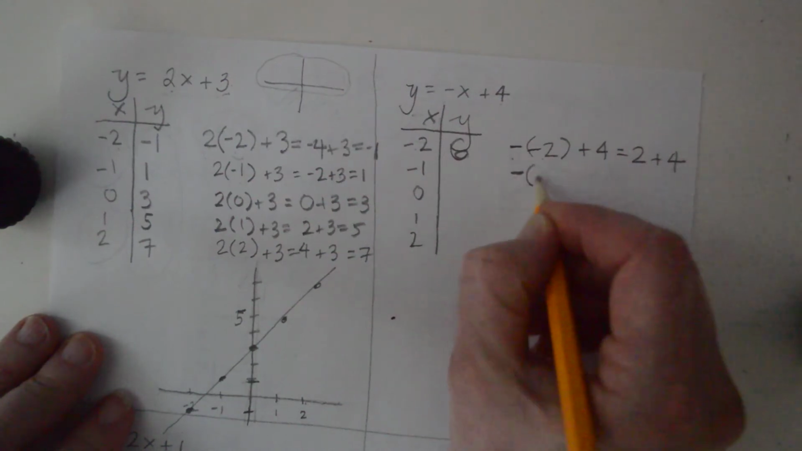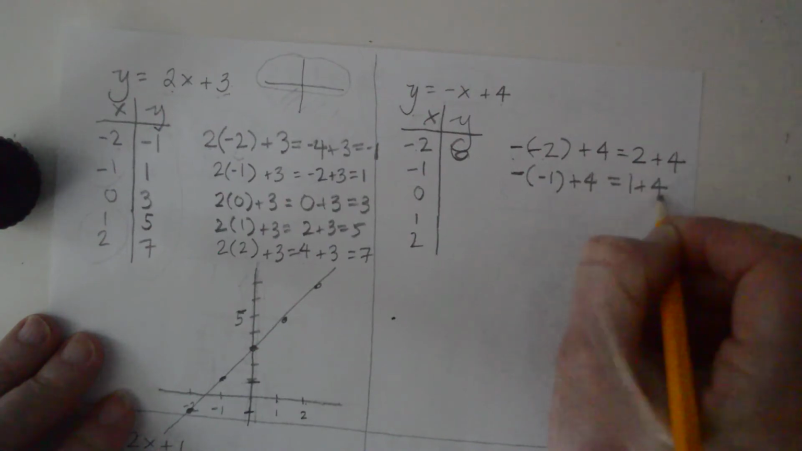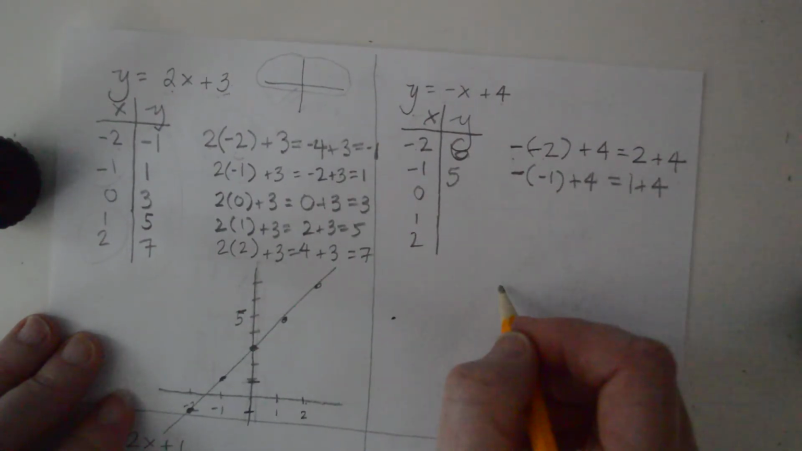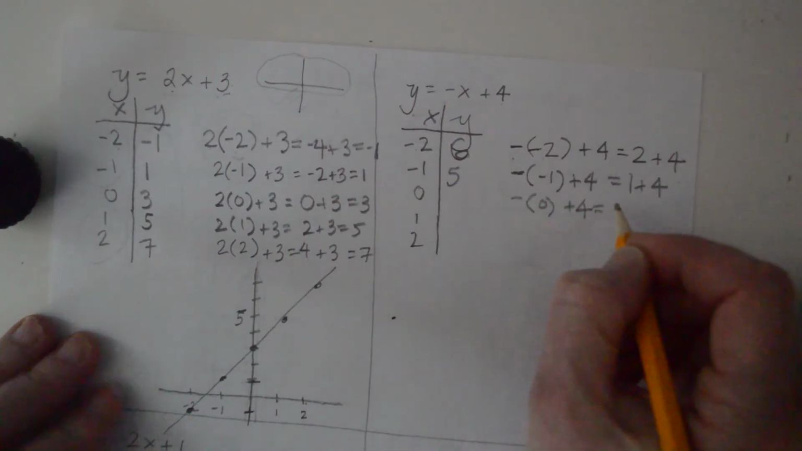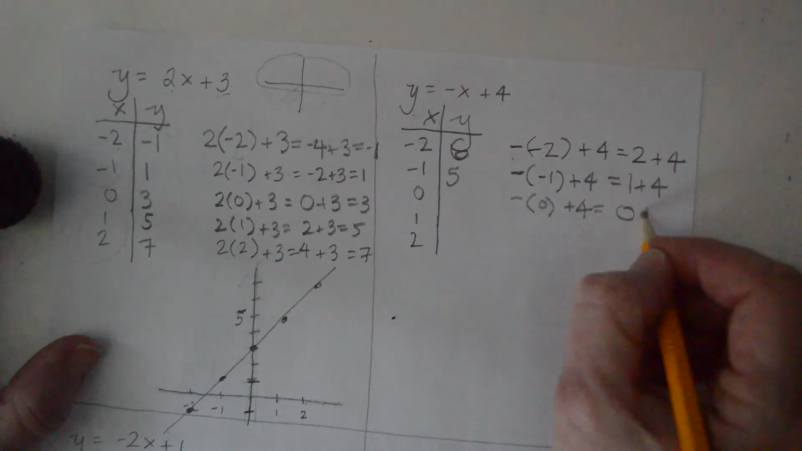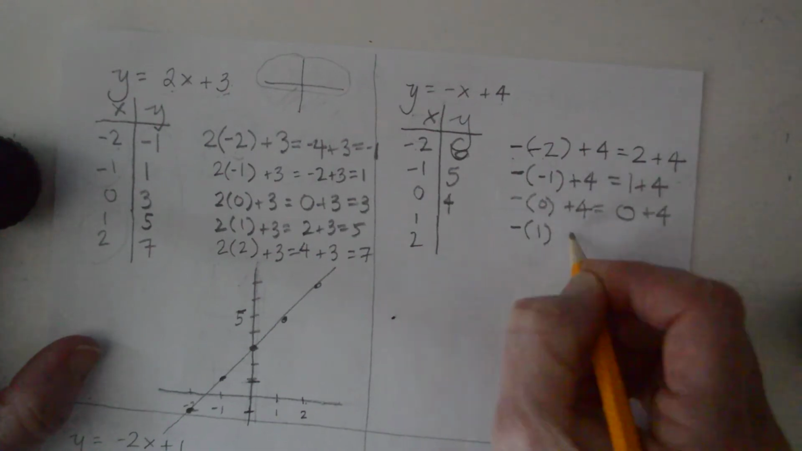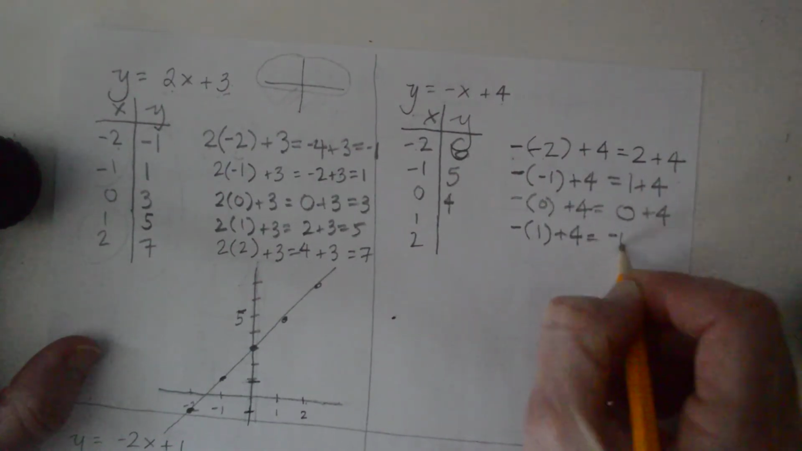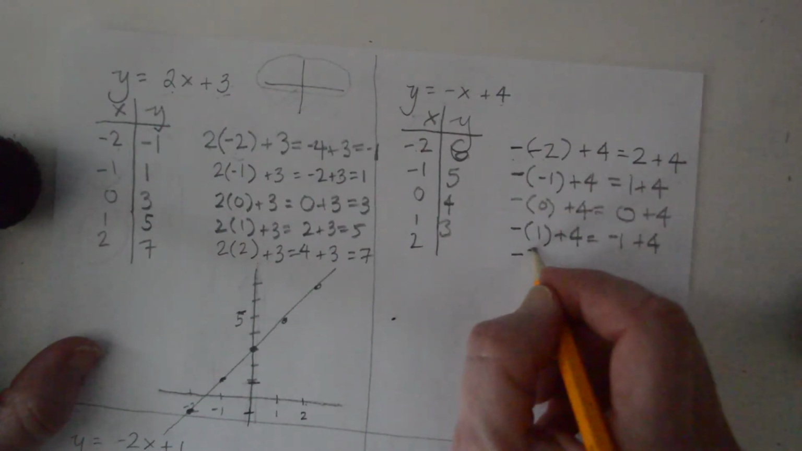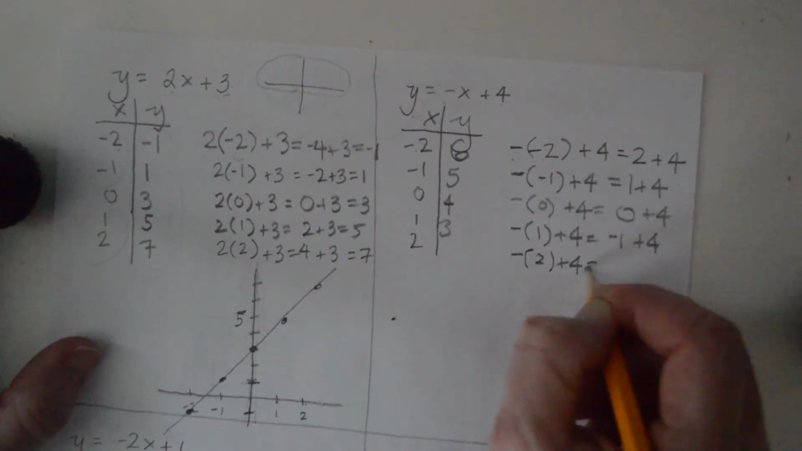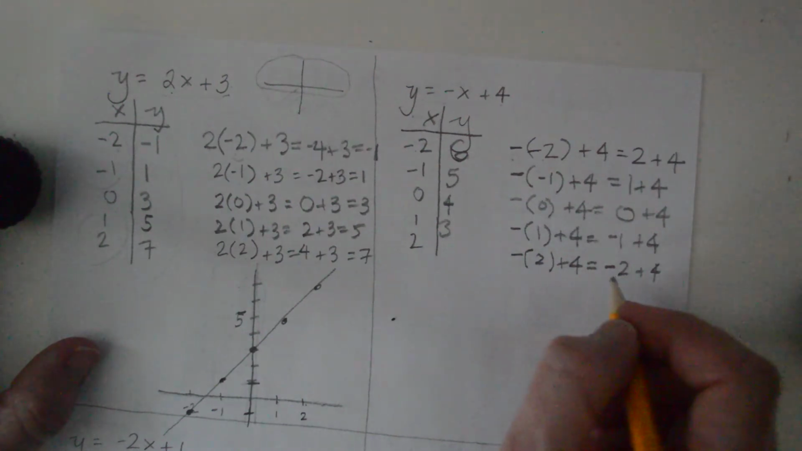The next one says choose the opposite of -1 and add 4. The opposite of -1 is 1. We add 4. We get 5. Next one says choose the opposite of 0 and add 4. Well, there is no opposite of 0. It's just 0 and add 4. We get 4. Choose the opposite of 1 and add 4. Opposite of 1 is -1 and add 4. We get 3. This last one says choose the opposite of 2 plus 4. We get -2 plus 4, and then we get 2.